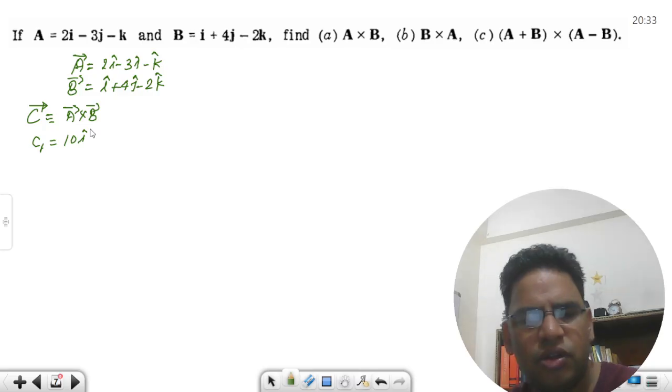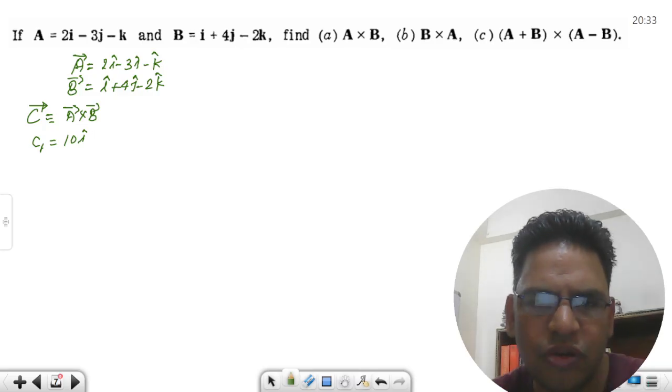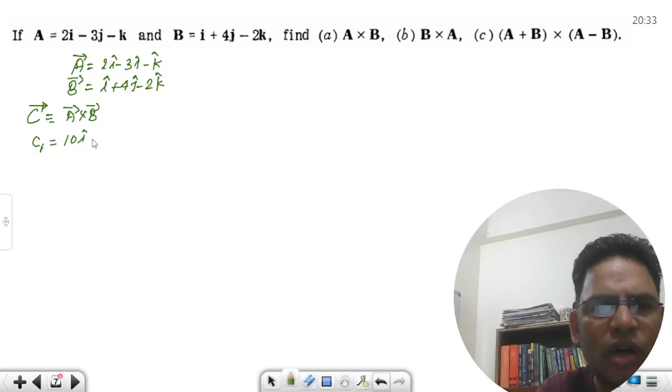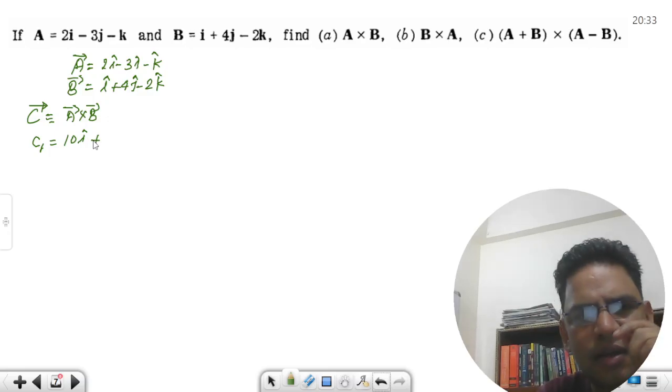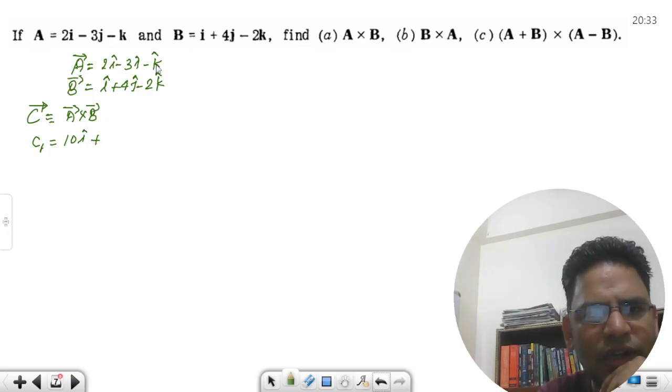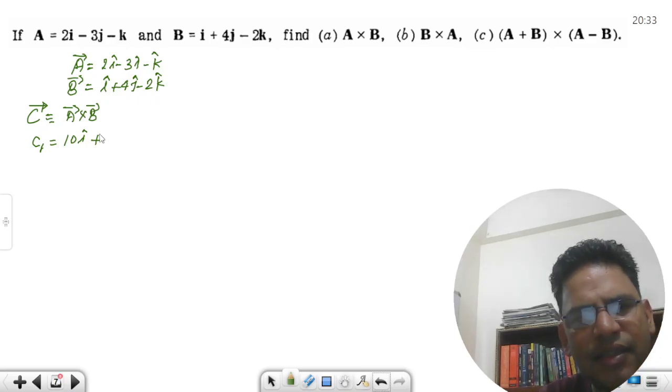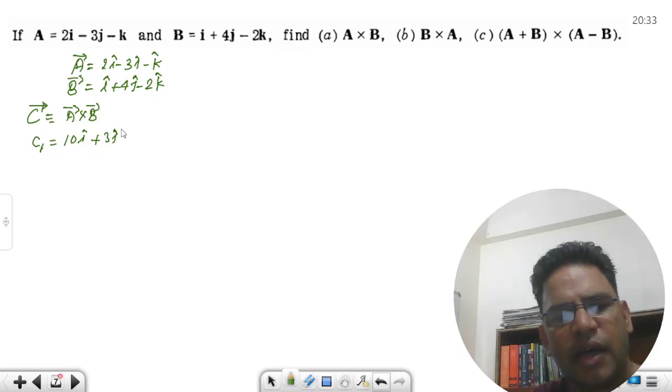You can check it. I am doing it directly so that you can easily find out. If your answer matches, everyone can take a look, whoever wants to try. If you can identify it is 10 i cap, it is correct, then I can find the C2. How am I going to get C2? C2 is going to be 3 1, so 3 into 1, minus 1 and minus 3, it is going to be 3 j cap.